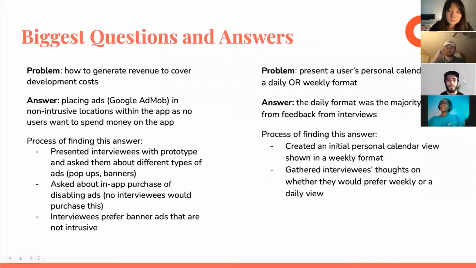The two main questions this sprint were how do we generate revenue in our app and how users felt about the main calendar user interface. Our domain research indicated that Google AdMob is the industry standard, so we investigated how users felt about varying ad formats. We found out that users overwhelmingly preferred non-intrusive ad placements, such as banners, to preserve the user experience, as they do not want to spend money on in-app purchases.